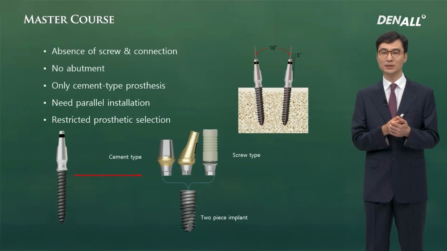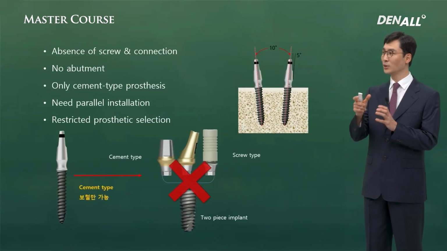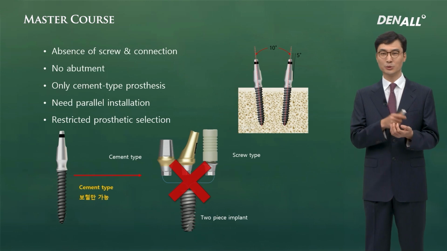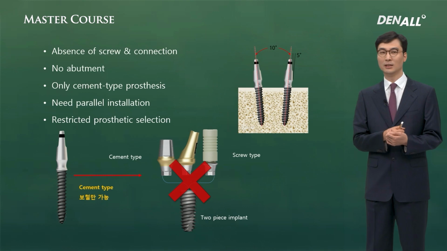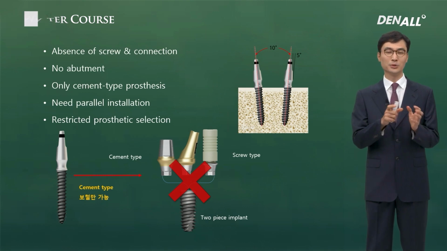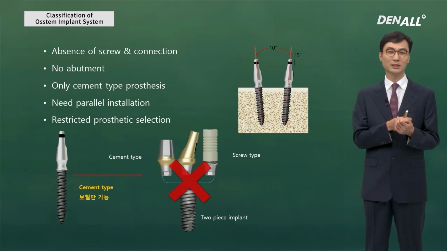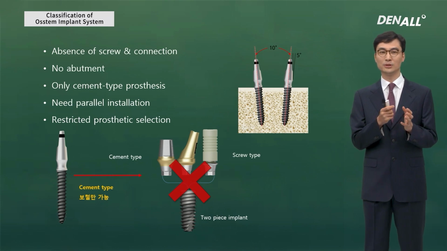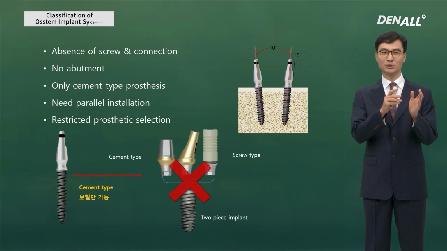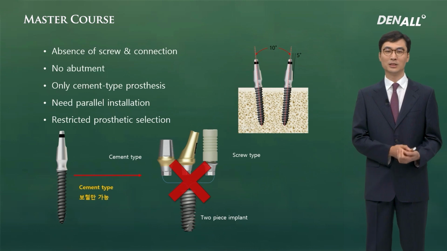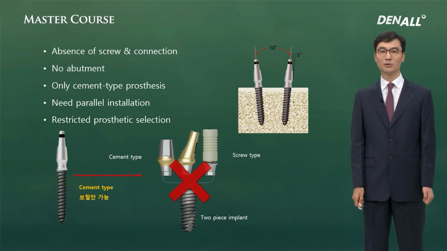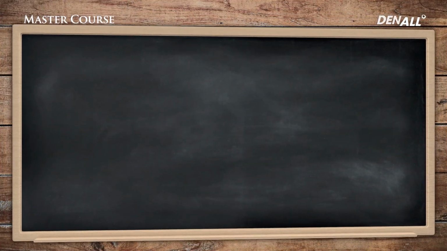So as you can see on the right hand side, the MS implants do not have any connection. So screw type cannot be used, only cementation type prosthesis can be used. So the range of choices for prosthesis is very small. To be used as a final prosthesis, abutment angle or length cannot be adjusted, so implants need to be placed at appropriate positions three-dimensionally, and that's very important.